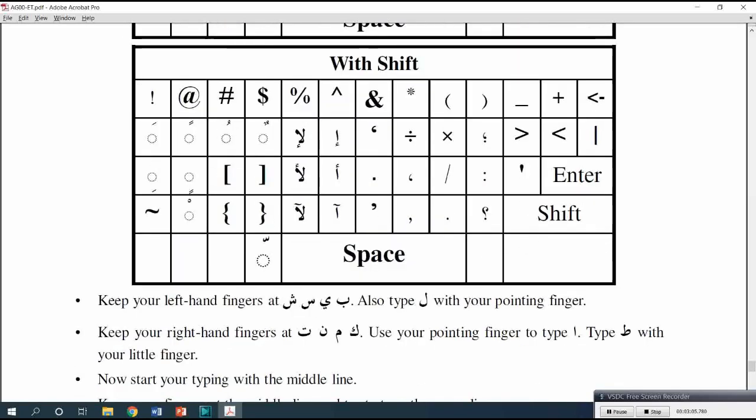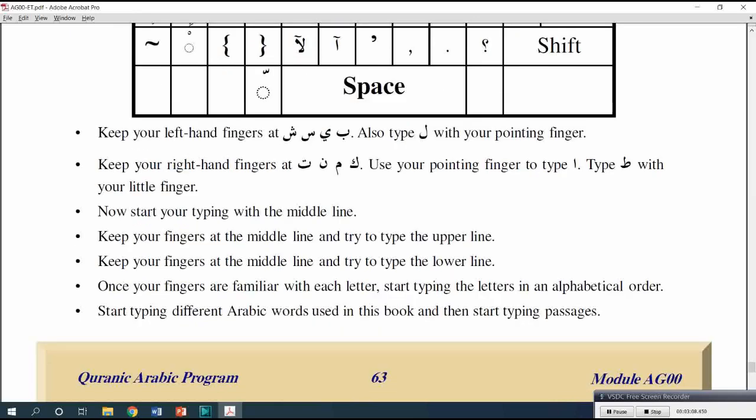Now start your typing with the middle line. Keep your fingers all on the middle line and try to type the upper line. Keep your fingers on the middle line and try to type the lower line. Try it by yourself. You will make mistakes, no problem, but inshallah within 1 or 2 or 3 days it will be easy for you to write Arabic on your keyboard.